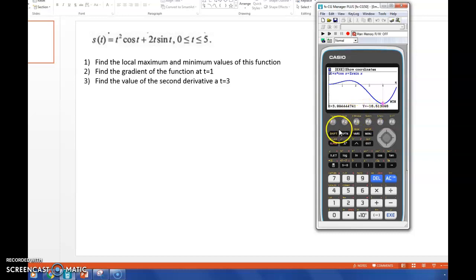Okay. Right, now what we're going to do is go shift setup, and you can see here we're going to push the derivative on. Okay. And draw.